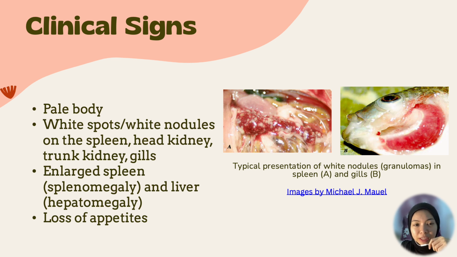The clinical signs that can be seen are pale body, white spots or white nodules on the spleen, kidney and also gills, as can be seen in this picture, with A showing white nodules on the spleen and B showing white nodules on the gills. And we can also see splenomegaly and also hepatomegaly, and the fish that is infected by this bacteria will have loss of appetite.